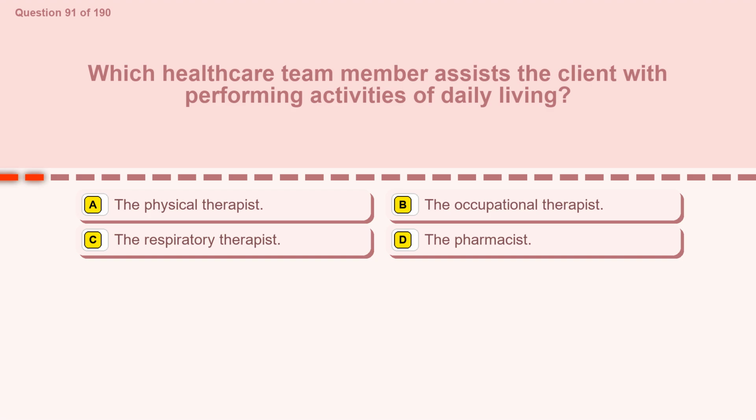Question 91. Which healthcare team member assists the client with performing activities of daily living? Option A. The physical therapist. Option B. The occupational therapist. Option C. The respiratory therapist. Option D. The pharmacist.